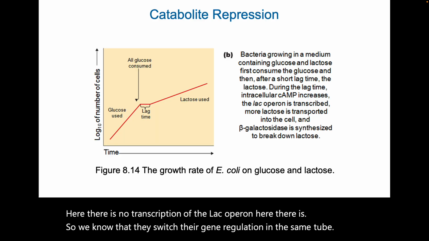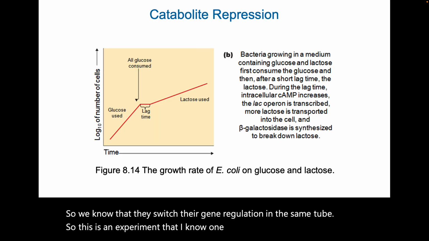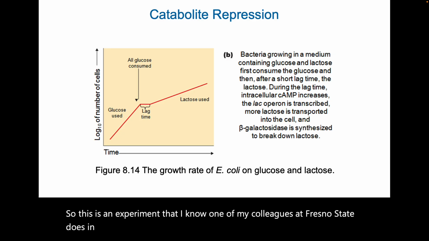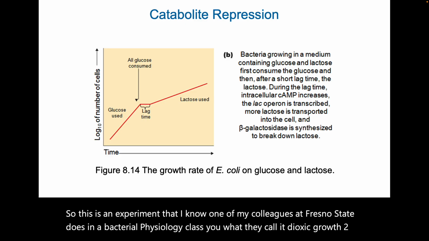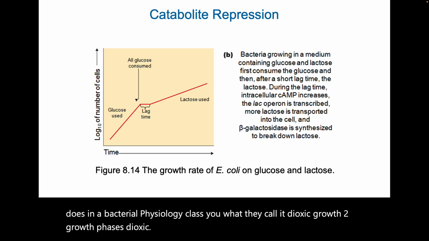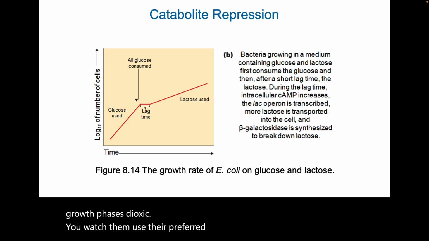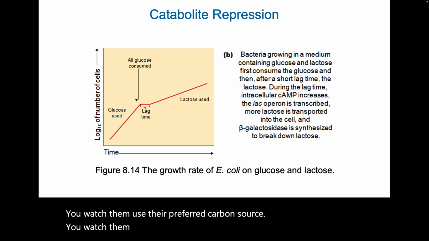So this is an experiment that I know one of my colleagues at Fresno State does in a bacterial physiology class. You watch, they call it diauxic growth, two growth phases, diauxic. You watch them use their preferred carbon source, you watch them slow down, you watch them use the other carbon source. I inhale the cake, I stare at the broccoli, I eat the broccoli.